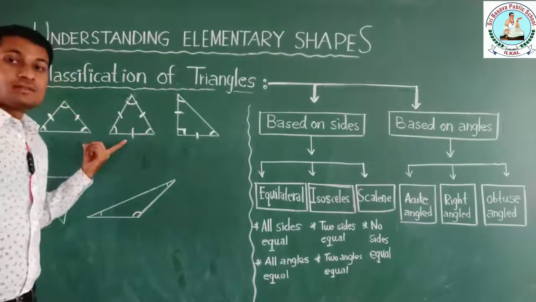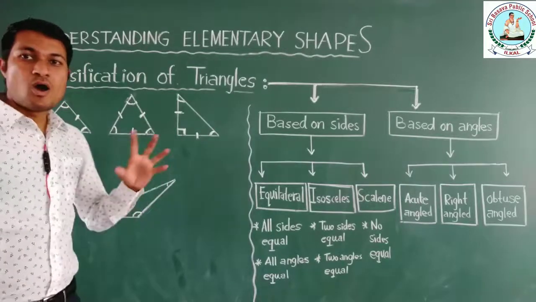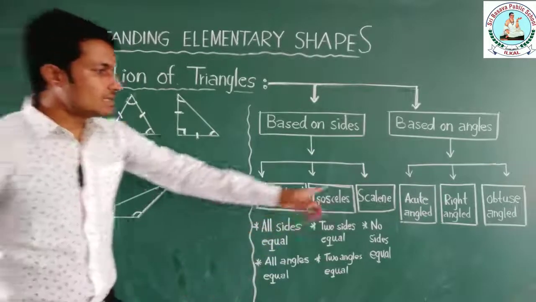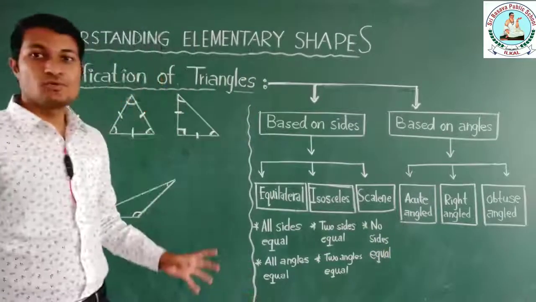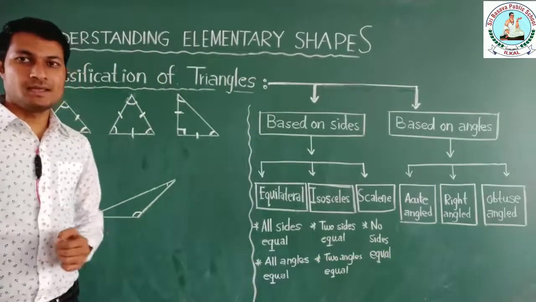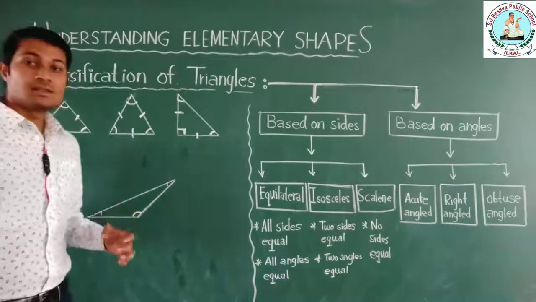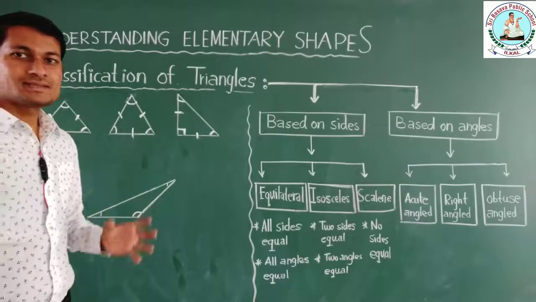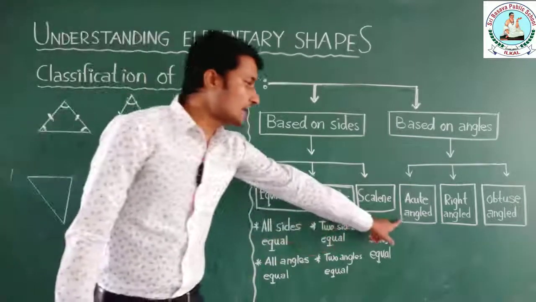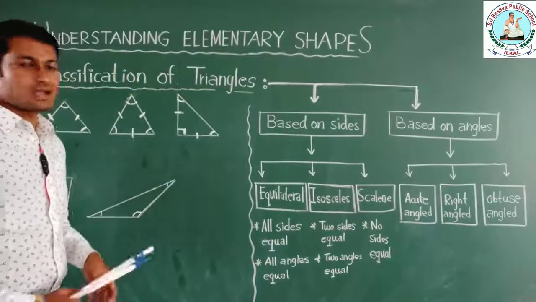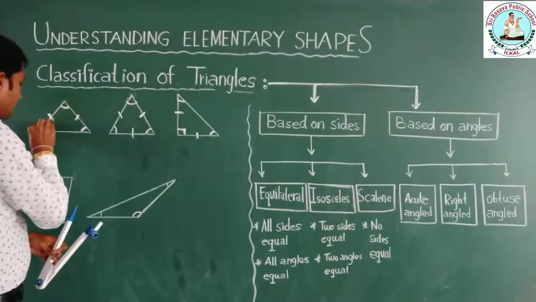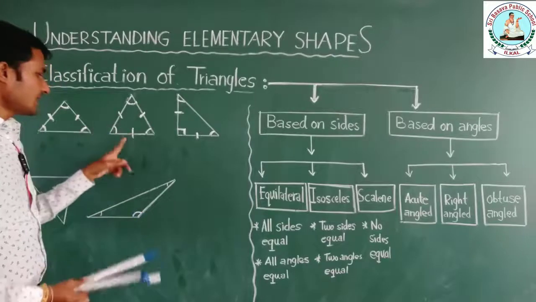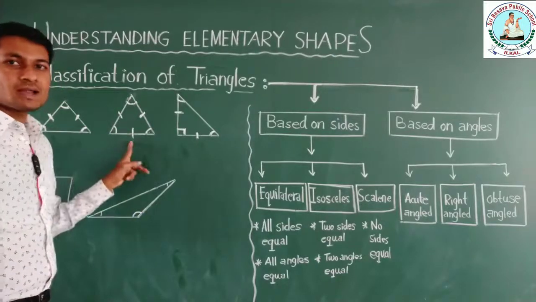The triangle in which the measures of all the angles are less than 90 degrees is called an acute angled triangle. Let me repeat again: the triangle in which the measures of all the angles are less than 90 degrees is called an acute angled triangle. So in an acute angled triangle, the measures of the angles will be less than 90 degrees, so these two triangles are called acute angled triangles.